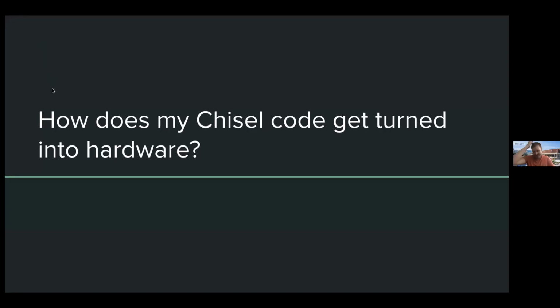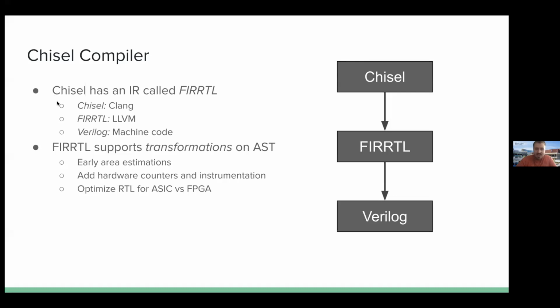So we've seen some examples of how Chisel code looks, but you might be wondering how that actually gets turned into hardware, right? It happens through several steps. Your Chisel code doesn't directly get compiled down to Verilog. Rather, it passes through an intermediate representation called FIRRTL. If you don't know what intermediate representations are, you may have heard of them in the software world.